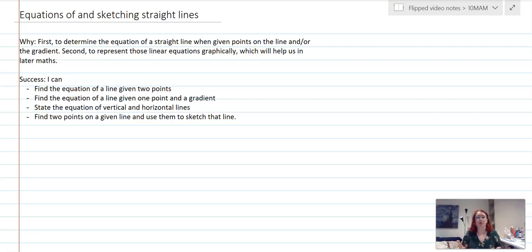And we want to be able to represent those graphically, which is going to help us in later maths being able to sketch things. So we want to be able to find the equation of the line given 2 points or 1 point and a gradient. One of those points could be the intercept, it might not, we'll see. State the equation of vertical and horizontal lines, because those are special cases. And then find 2 points on a given line. So when you're given the equation, find 2 points and use those points to sketch that line.